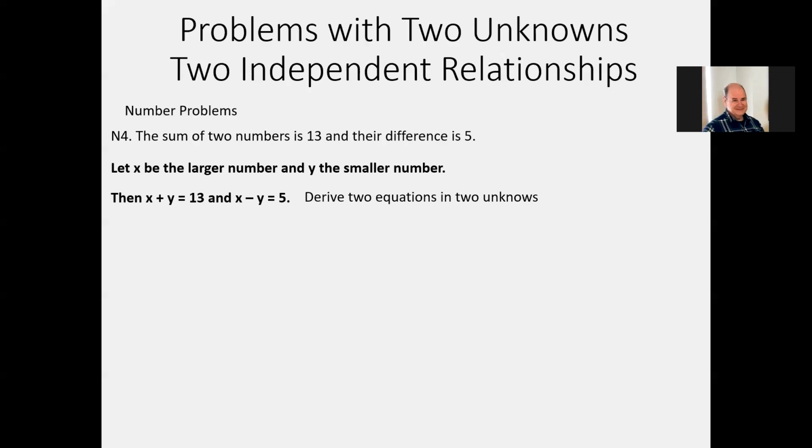Notice I have X as the larger number. That's why I'm allowed to subtract X minus Y and get positive 5, because I have designated X as the largest number. Very important to specify as clearly as you can just what these variables mean. Otherwise, your translation will break down.